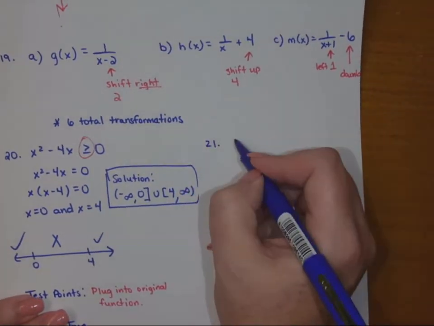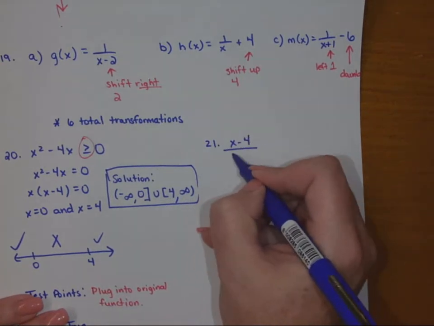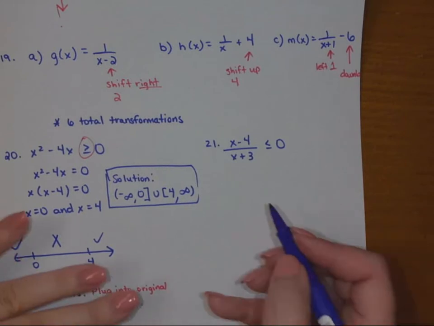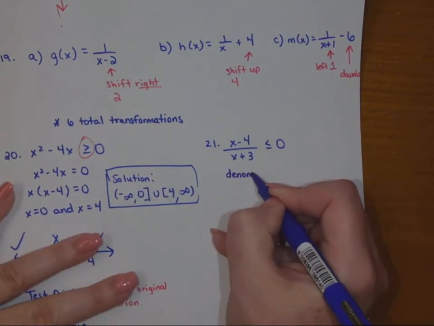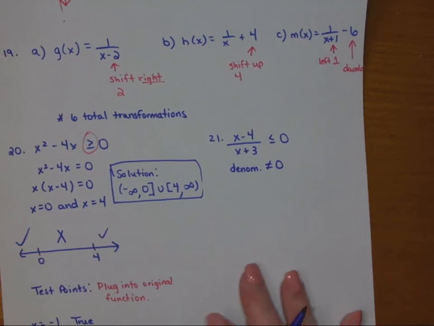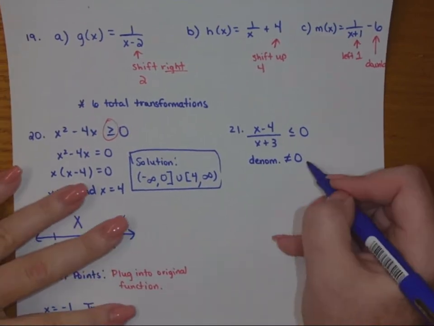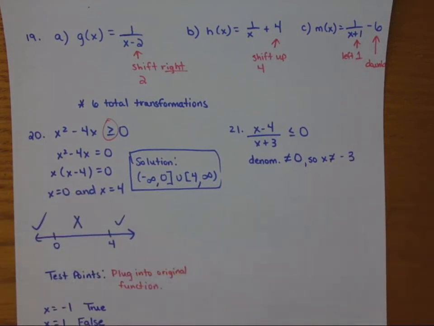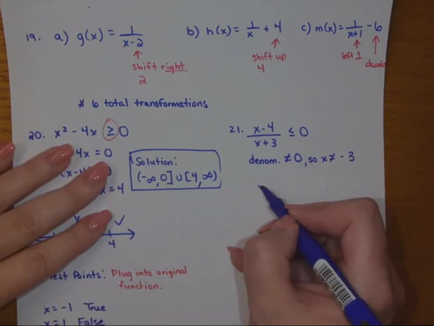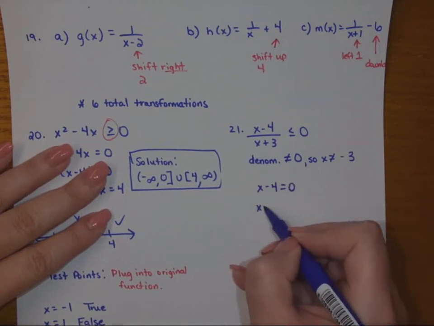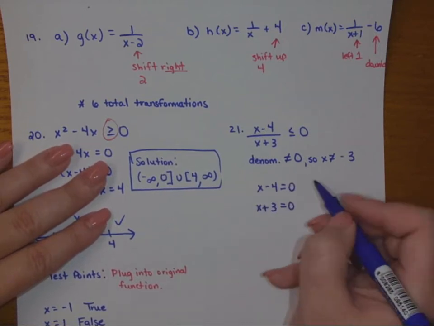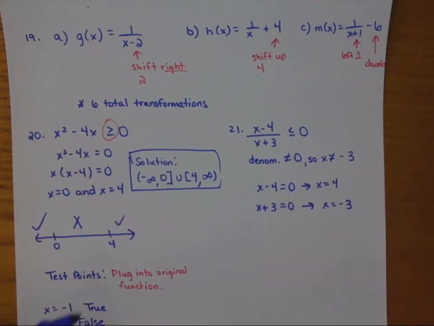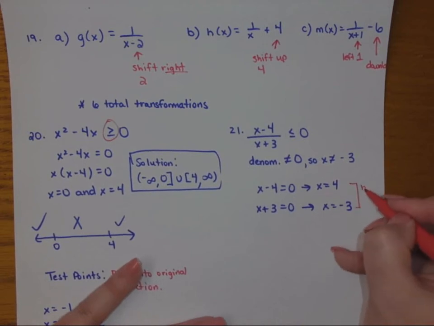And then last but not least, I've got this one. Okay. Remember that we want to make sure that the denominator isn't 0 in this case. We didn't have that problem in number 20 because we didn't have a fraction. So if the denominator can't be 0, then x can't be -3. Okay, so I'm going to need to make sure and remember that. Okay, but then you just set the top equal to 0 and the bottom equal to 0. So here you get x equals 4, and here you get x equals -3. Okay, these show up on your number line. These are what we call boundary points.